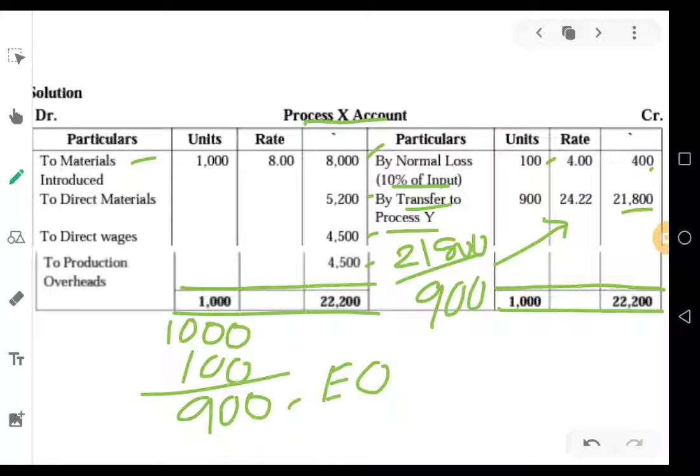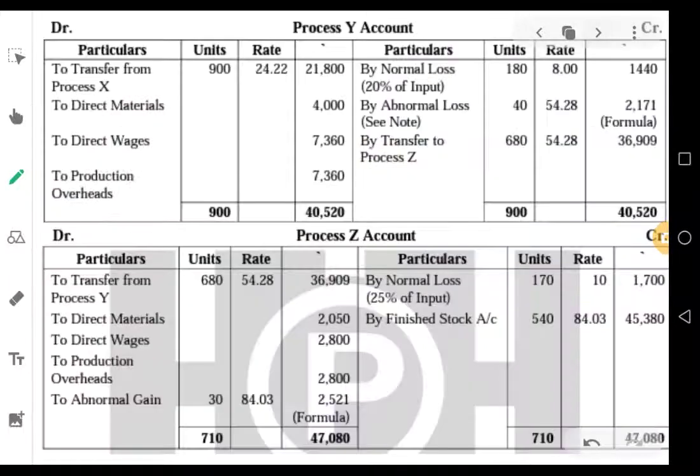Once the process X account is completed, go to the process Y account. In the process Y account, this number of units, that is 900 units and 21,800, should be taken on the debit side to transfer from process X account. The output of process X is transferred here.